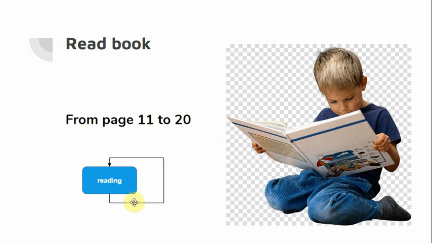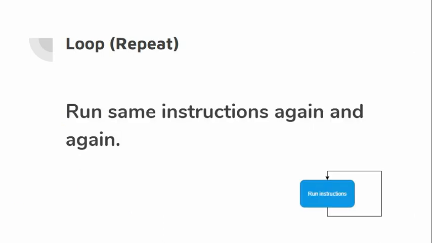So reading a page is one instruction, that's one command, or it could be multiple things like read the page and turn over, read the page and turn over. These are two commands. So it could be any number of commands which are repeated again and again. So loop basically means run the same instruction again and again, and it could be more than one instruction.